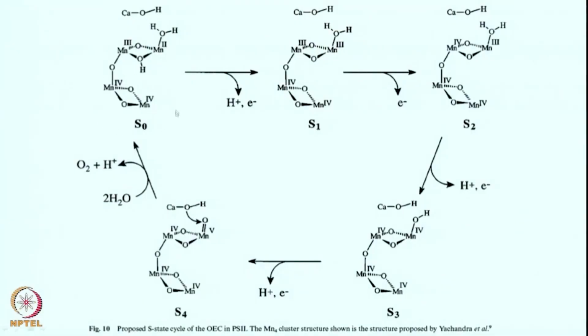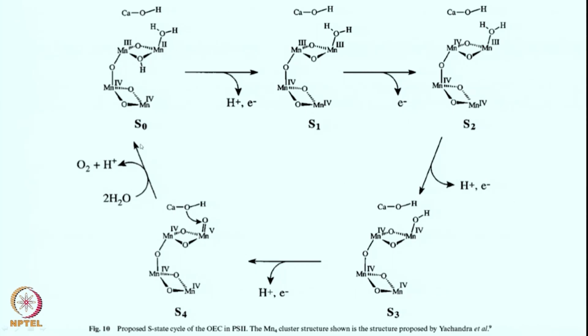The part which remained completely constant is shown at the bottom here. If you look at S0 to S1 to S2, S3 and S4, this part remained constant. So, in all the cases it is a dimanganese 4 bis-mu-oxo intermediate. The part which is varying is this dimanganese with a lower oxidation state.